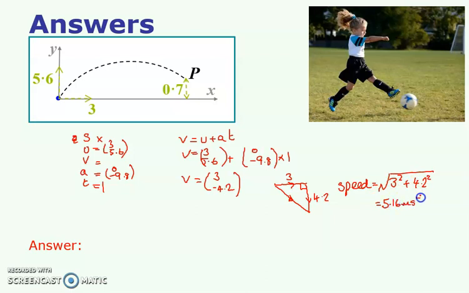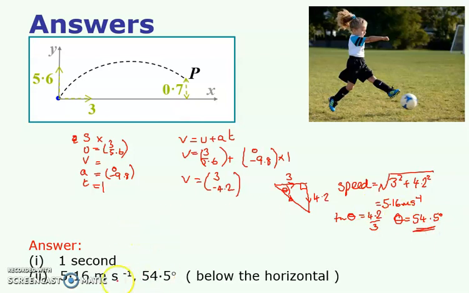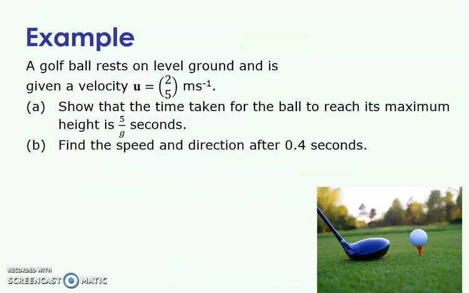meters per second. It also said the direction. The direction usually you give to the angle to the horizontal. So I'm going to call this theta. So I reckon tan theta is 4.2 divided by 3, opposite over the adjacent. So therefore theta is inverse tan of 4.2 divided by 3, which is 54 degrees. And you describe that as being 54.5 degrees below the horizontal. Let's see what it says. 1 second, I got 1 second. 5.16, that's perfect.